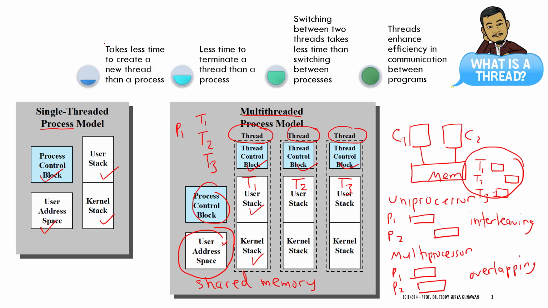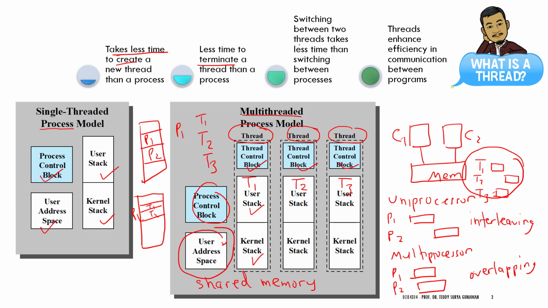Now let's see why we use threads. It takes less time to create a new thread than a process. Why? Because it belongs to the process, and from the process it can create threads. The second one is less time to terminate. So we have less time to create and terminate. If you allocate a process, you need to allocate in the memory P1 and so on, P2, process number one, process number two. But if you are creating a thread, the thread belongs to the process. So if you use P1, then you can create T1 here, T2 here, and so on.